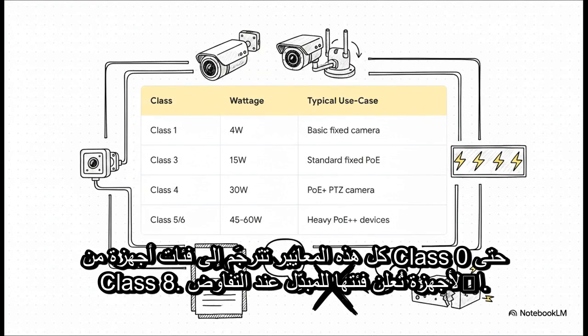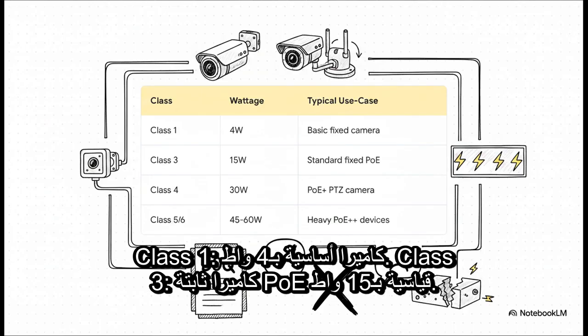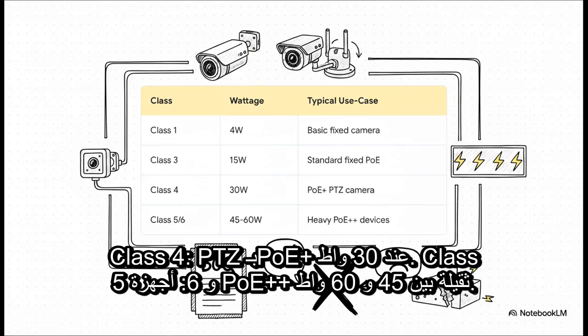Now, all these standards translate into strict device classes, going from Class 0 all the way to Class 8. What's cool is that devices actually talk to the switch and declare their class during negotiation. So a basic camera is Class 1 at 4 watts. Your standard PoE fixed camera, Class 3 at 15 watts. A PoE Plus PTZ sits at Class 4, drawing 30 watts. And those heavy PoE++ devices occupy Classes 5 and 6 at 45 to 60 watts.